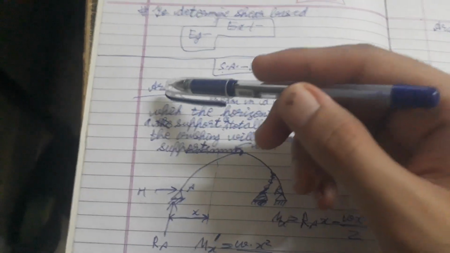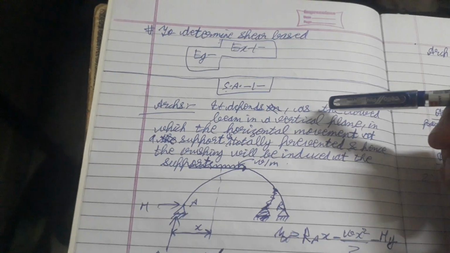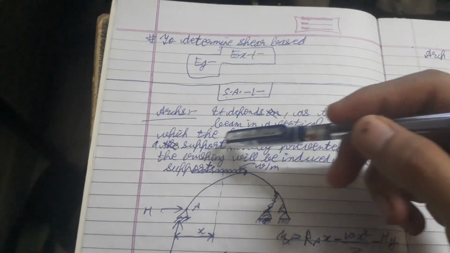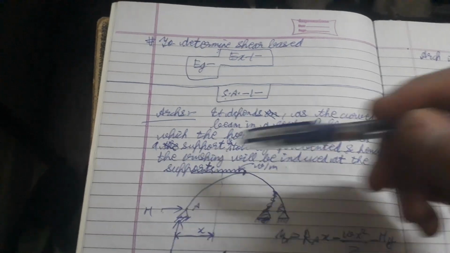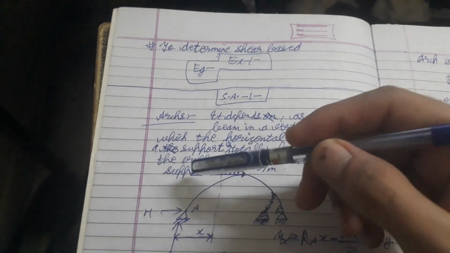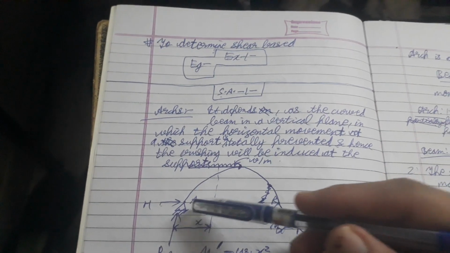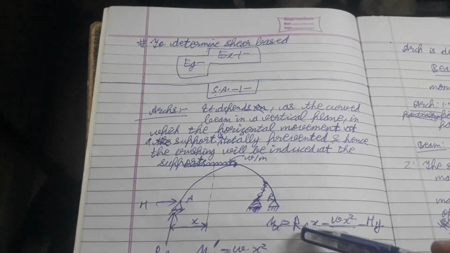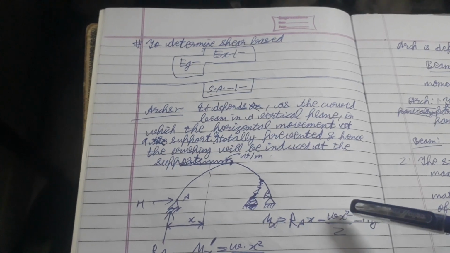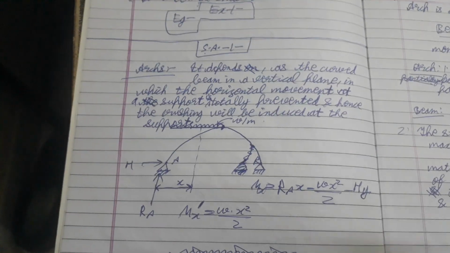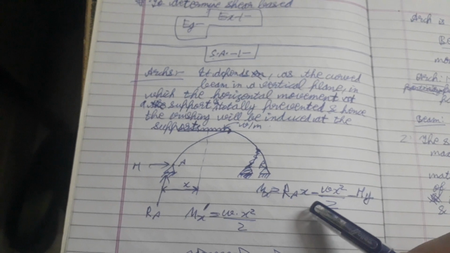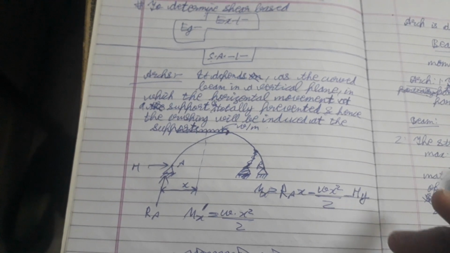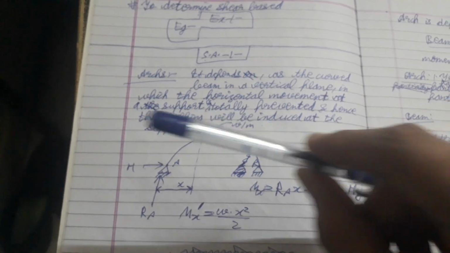See here, this is an arch. It behaves as a curved beam in the vertical plane in which the horizontal movement at a support is totally prevented, and a horizontal thrust will be induced at this support. This is W per unit meter. This is A, this is RA, this is X, this is H. Mx is equal to RA into X minus Wx square by 2 minus H into Y.